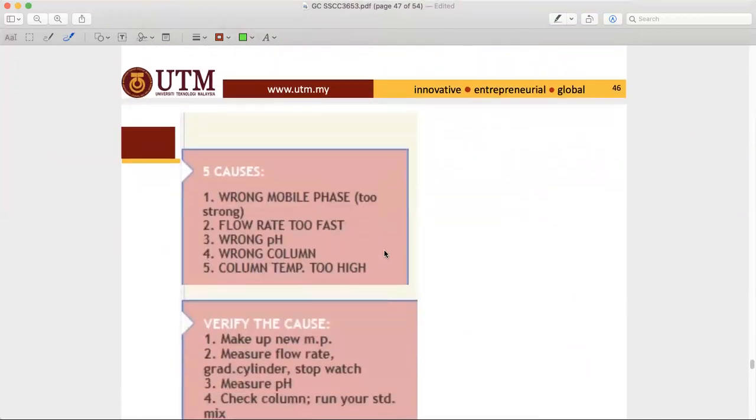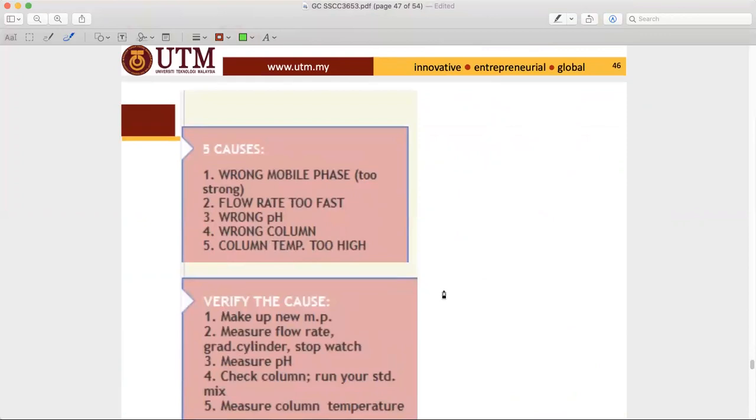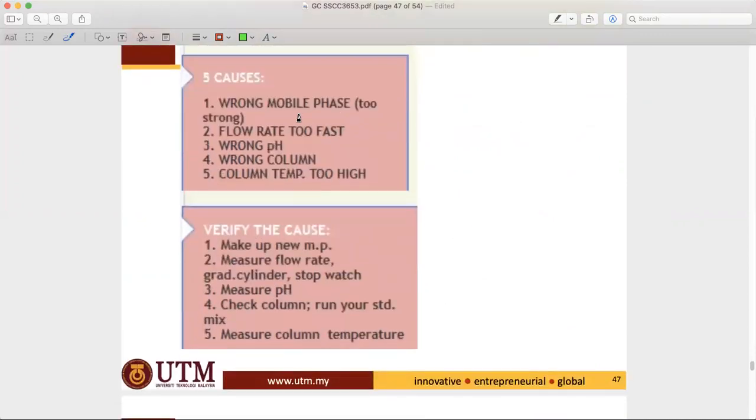So for example, some of the issues related to these problems: maybe you are using the wrong mobile phase, if it is too strong, sorry. The flow rate of the mobile phase is too fast. You are using the wrong pH. You are using the wrong column, or the column temperature is too high.